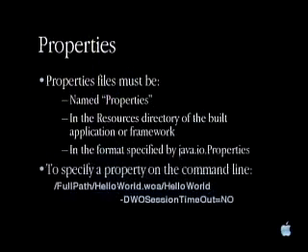Properties files must be named properties, and they must be located in the resources directory of your framework or your application. They're in the standard Java properties format, which is that they're in a file. Each property is on its own line. Each line has the format property key equals property value, with no spaces around the equal sign. If you want to specify the properties on the command line, you use the standard Java -D flag, although we also, in a deprecated fashion, support the old Objective-C format for command line arguments.